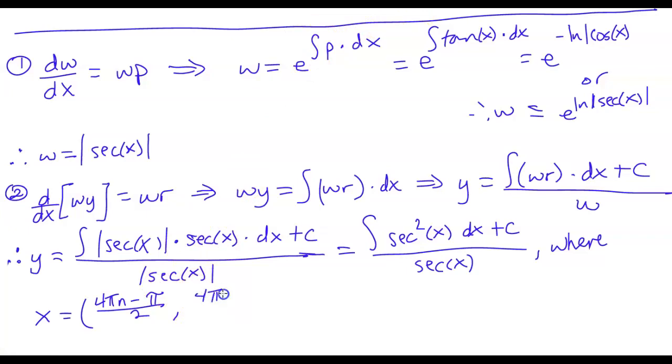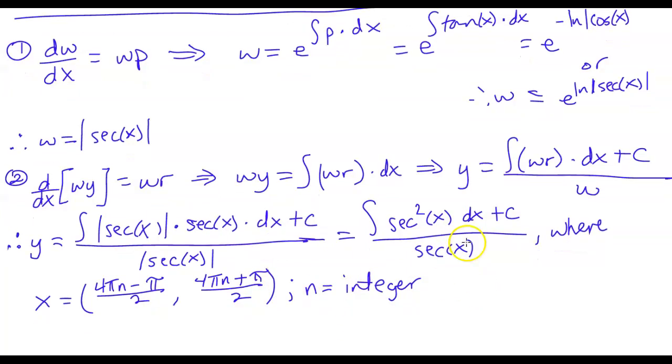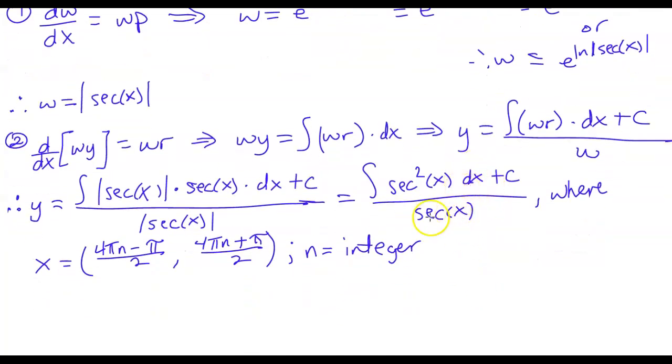So 4 pi n plus pi, all that over 2. And of course, n would just be an integer. So it'll be all those little intervals kind of unioned together. Okay. So we're going to work this problem from this point on, knowing that these are the x values that will be valid.